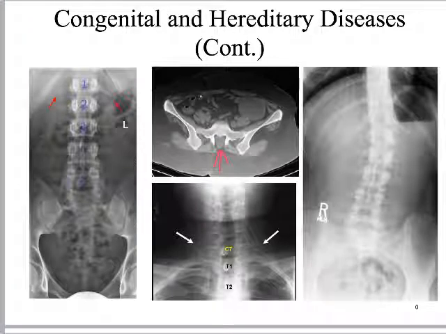And then spina bifida, we can see that inability of closure of the posterior portion of, looks like the lumbar spine or maybe the sacral spine. And then the final image on the right is a scoliosis.